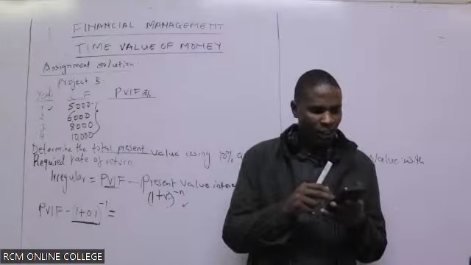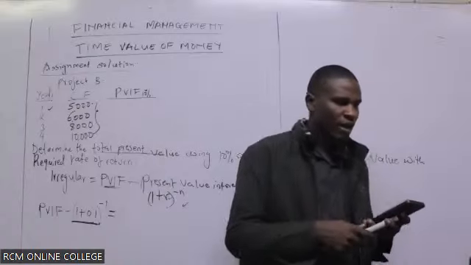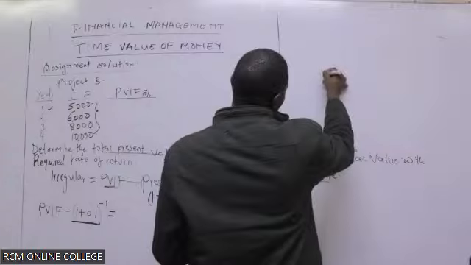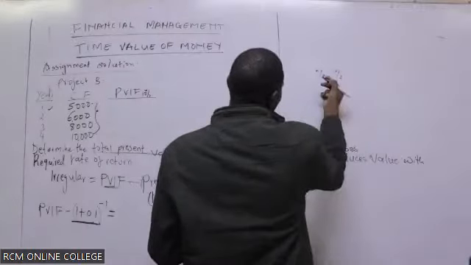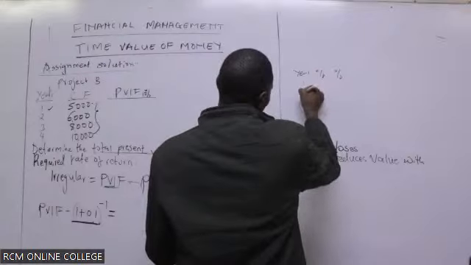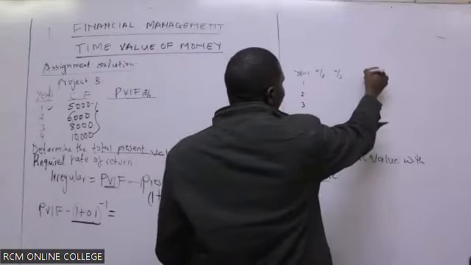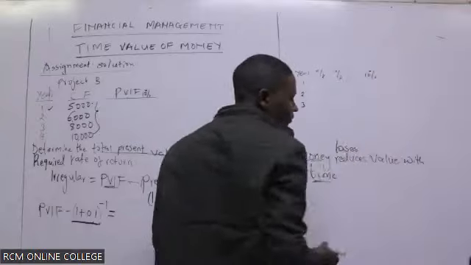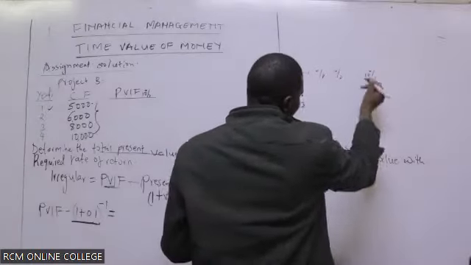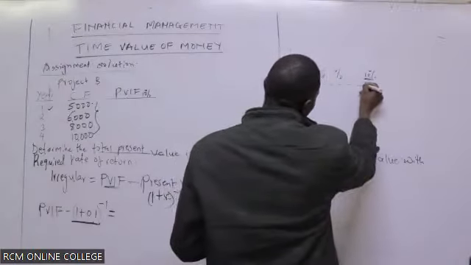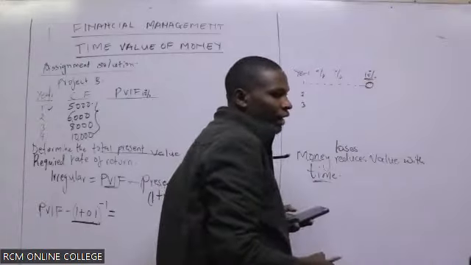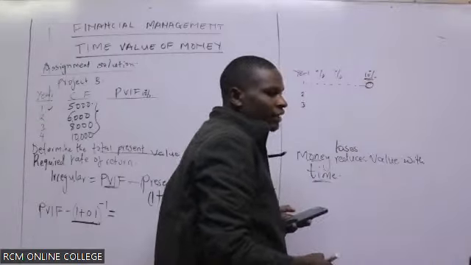So for the table, you just look. You see, we are having row and column. We are having percentages here in the row, and then we are having years here. Years downward. 1, 2, 3. So our percentage is 10%. So you go where we have 10%, and then where we have year 1, where they intersect, you read that value. So you say it is 0.9091.